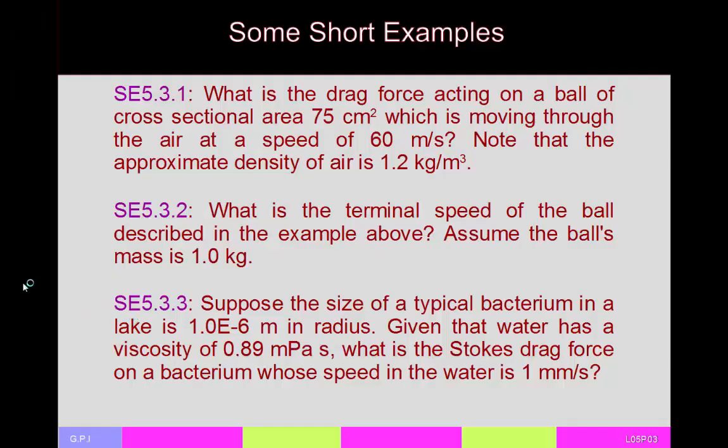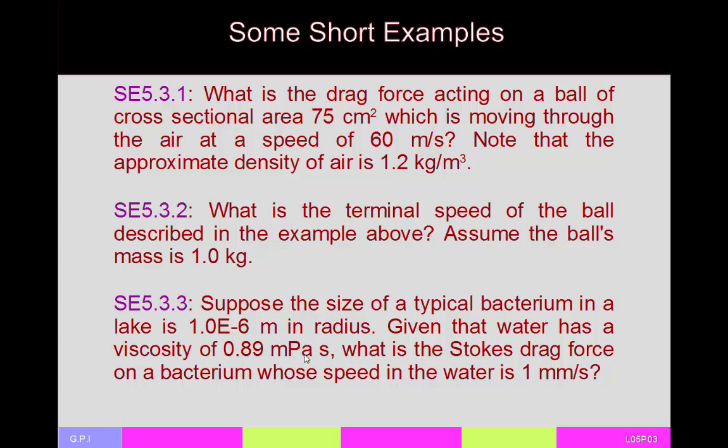All right, last question. Let's say that we have a bacterium which has a 1 micron radius. We'll say that the bacterium has roughly a spherical cross-section, at least if it's falling downward, it could hypothetically have a spherical-esque cross-section. Given that water has a viscosity of 0.89 millipascal seconds, what's the Stokes drag force on a bacterium whose speed in the water is 1 millimeter per second?